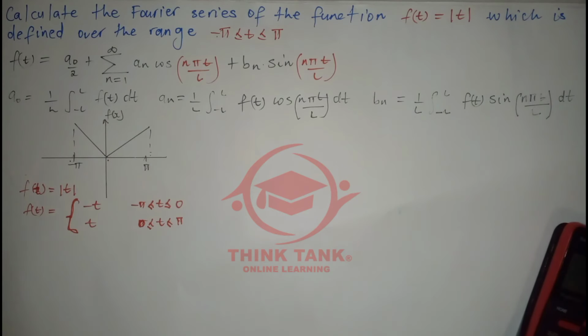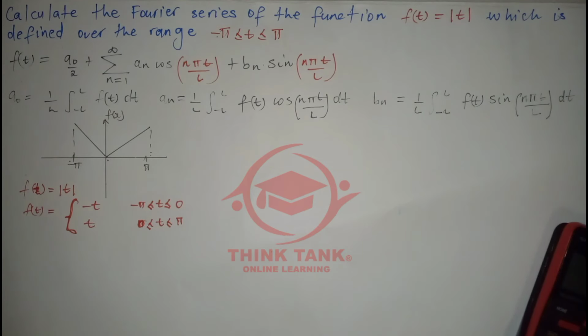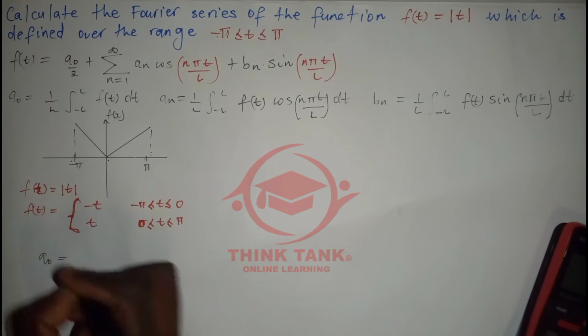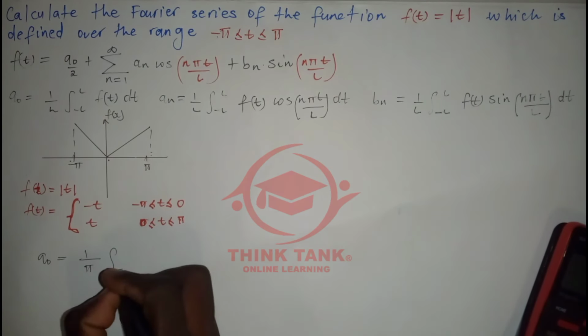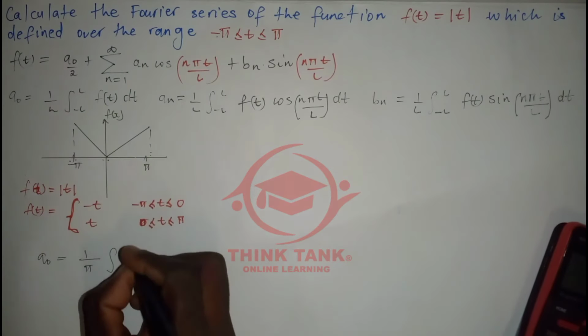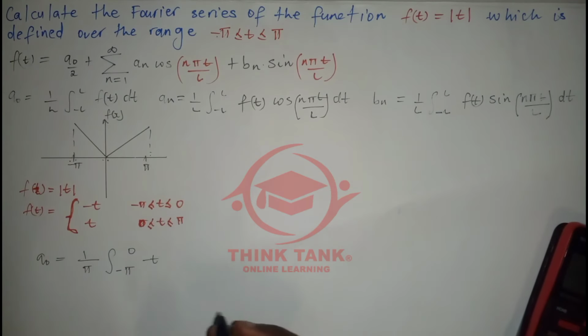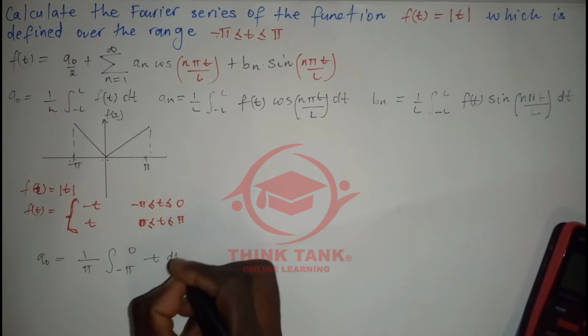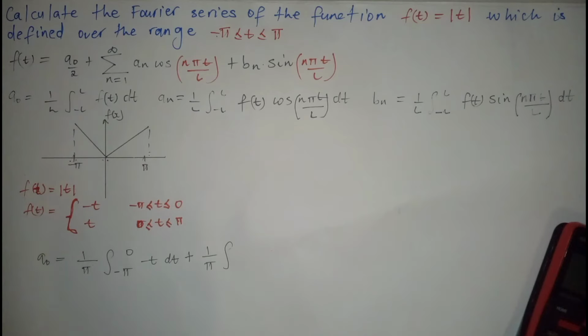So I have to calculate a naught, a n, and b n. Before I say something that I want to say, let me start by calculating a naught. So a naught, we said it's 1 over L. And what is L? We can agree that we have two functions here, negative t and positive t. So it's going to be 1 over pi from negative pi to 0 of the first graph. What is the first graph? The first function, which is negative t, f of t here, and I'm going to write dt, plus, we're not forgetting the other half, 1 over pi from negative L to positive L.